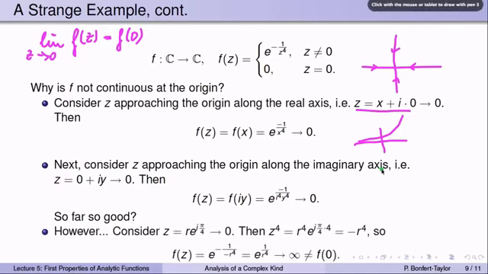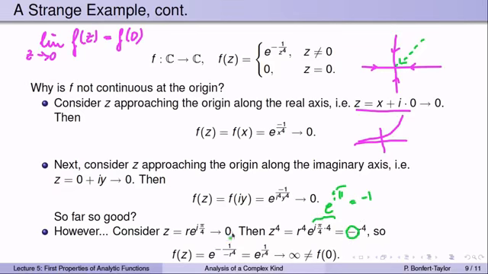However, consider z of the form r e to the i pi over 4. So z's going to 0 along a 45-degree angle. What is z to the fourth in that case? Well, it's r to the fourth times e to the i pi over 4 times 4, which is e to the i pi. And what is e to the i pi? E to the i pi is negative 1. So z to the fourth is minus r to the fourth, and that minus sign is what's going to be the cause of all trouble.